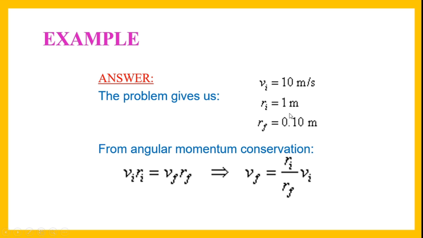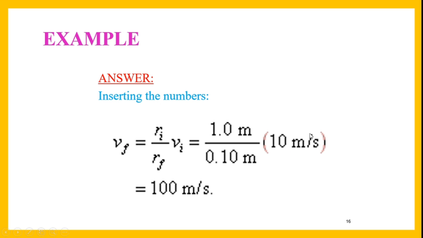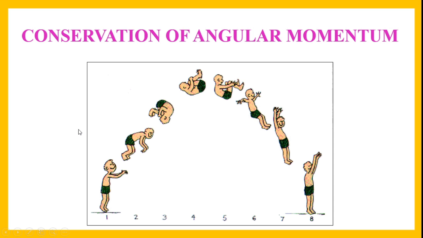If you observe in the problem, initially the radius is more, hence its velocity is less. Whereas in the second case, the radius has decreased from 1 meter to 0.1 meter, hence its speed increased to 100 meters per second. That means when radius is less, velocity is more. We have proved it with a problem.